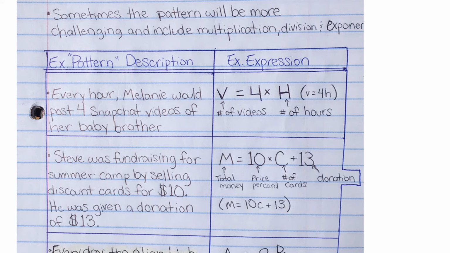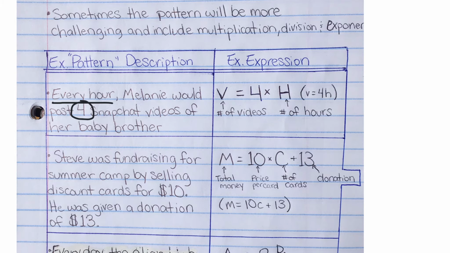So we'll take a look at our first one, use basic multiplication. It says every hour Melanie would post 4 Snapchat videos of her baby brother. Right? Sounds a lot like my life and my wife with our daughter. However, we see here that every hour Melanie will add 4 Snapchat videos. So this means we are multiplying by 4. Our pattern is that every hour there's 4 more. Okay, so we're multiplying by 4.